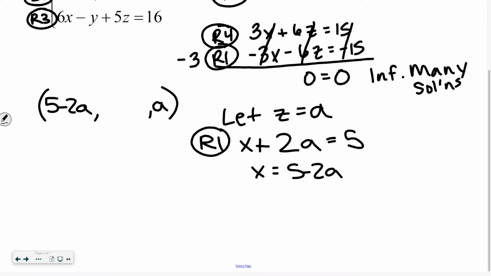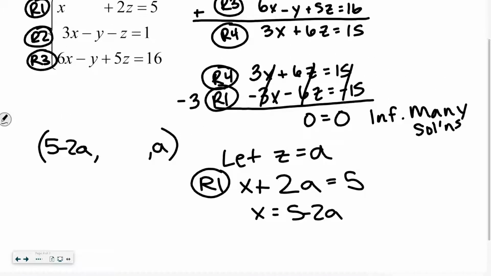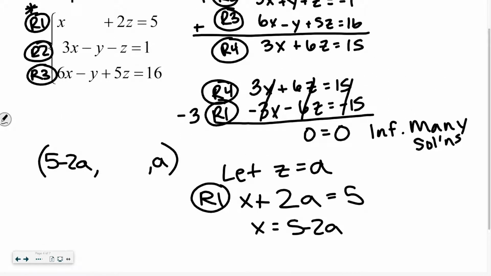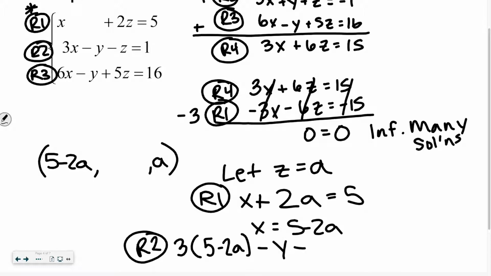And then now that we have x and z, how would we find y? Plug it back into one of the original equations. So I think I'm probably going to plug it into row 2, just because it has some smaller values. So I'll move it back up here in just a second. Row 2 is going to be 3 times x, which is 5 minus 2a, minus y minus z, which is a, equals 1.